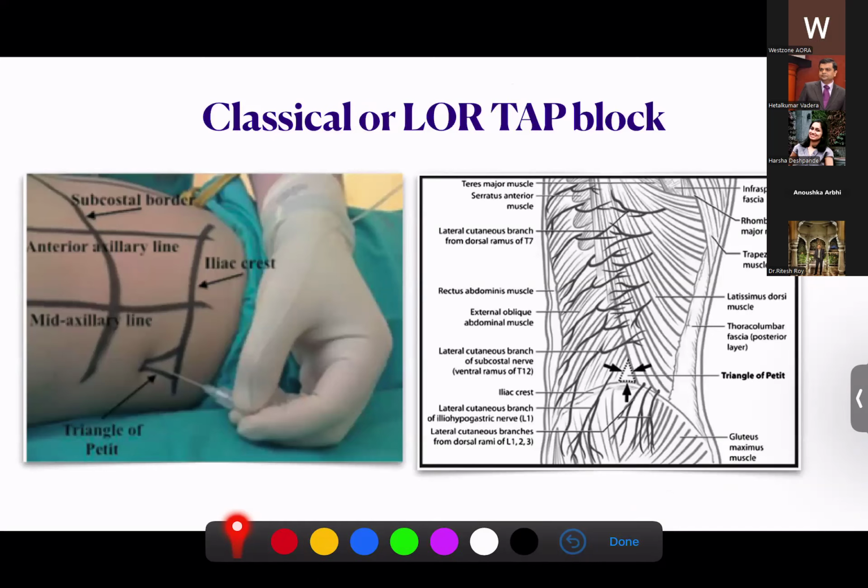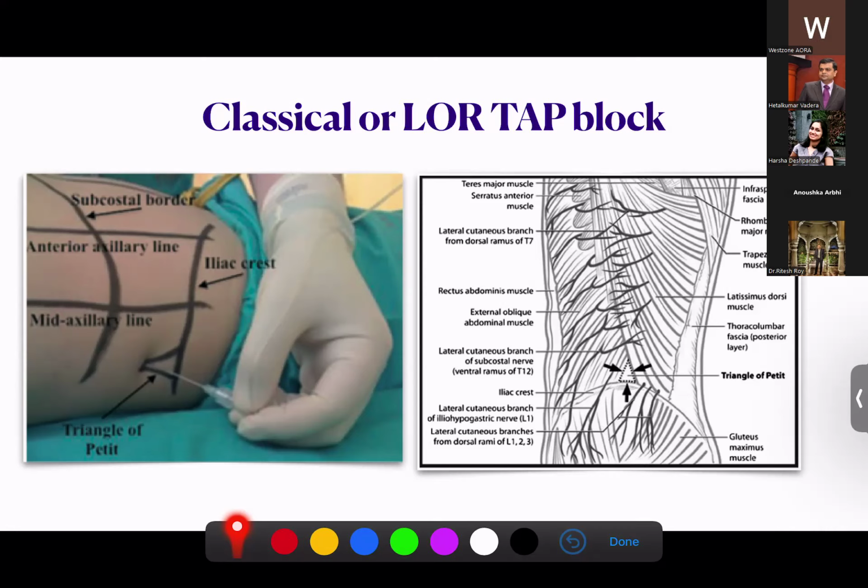First, we will see the classical TAP block or the loss of resistance TAP block. For the landmarks, first, it was described posteriorly in Petit's triangle. We can see Petit's triangle in the right image. It is formed anteriorly by the posterior border of the external oblique muscle and posteriorly by the anterior border of the latissimus dorsi muscle, and the base of the triangle is formed by the iliac crest. If we choose this landmark as our point of entry, then it will cover the dermatomes T10 to T12 and possibly might cover the ilioinguinal and iliohypogastric nerves.